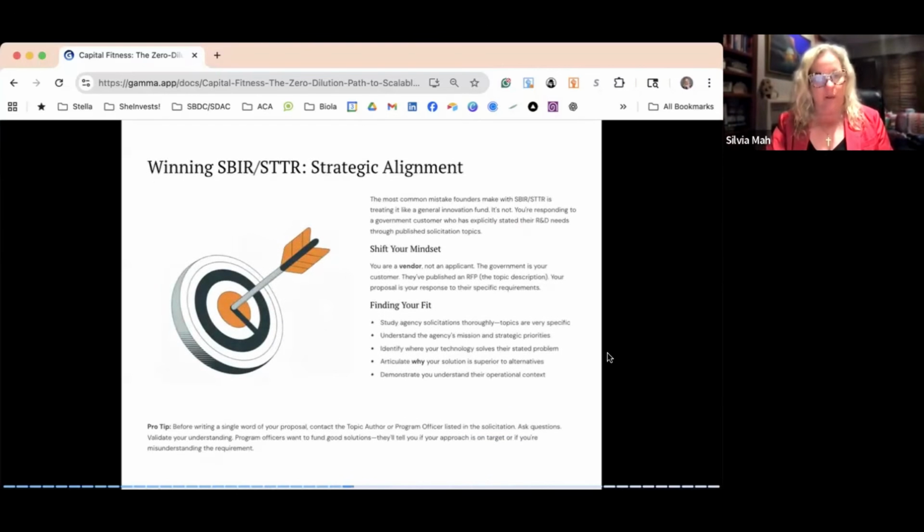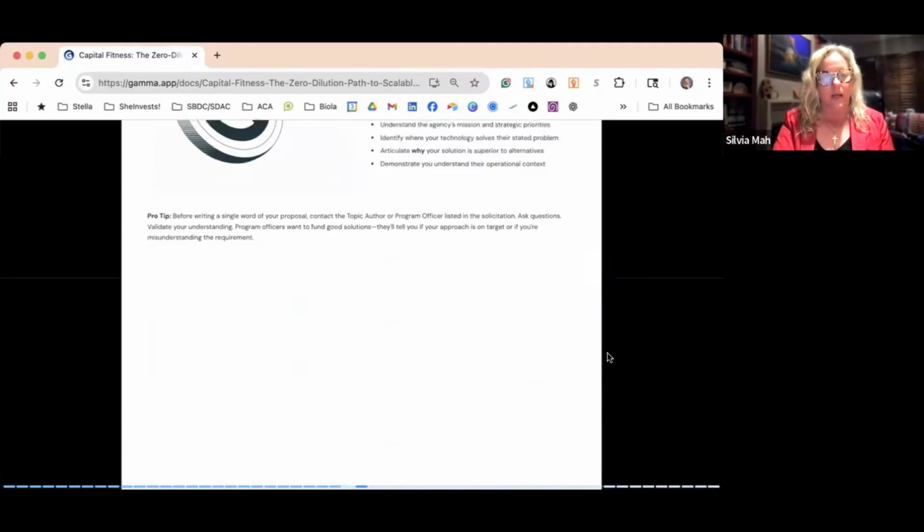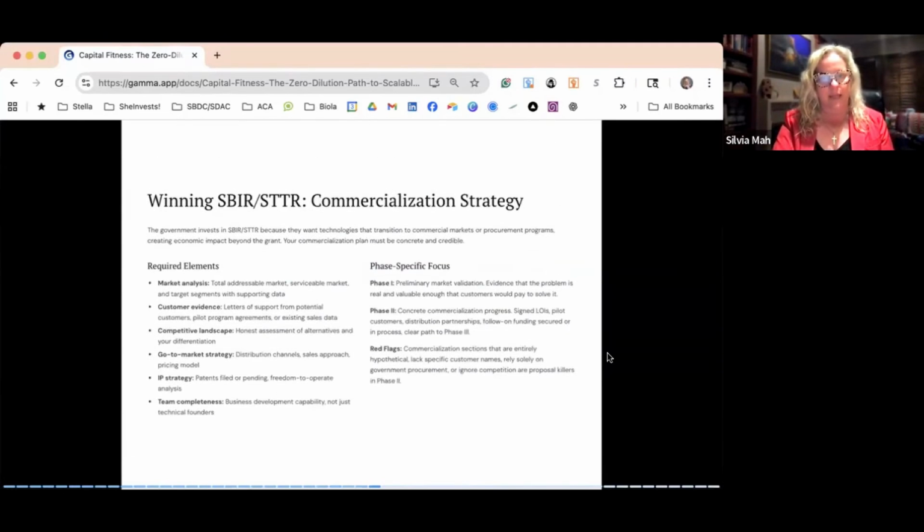Okay, I'm going to run out of time. So the key to winning SBIR and STTR is to really think about shifting your mindset. And this is shifting a mindset for any grants: you are a vendor, not an applicant. The government is your customer, right? They've published an RFP, the topic description, and your proposal is your response to their specific requirements. That is why you need to articulate why your solution is the best and why you're the team that can execute this. And that's exactly what that alignment is.